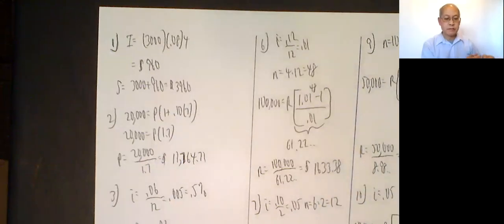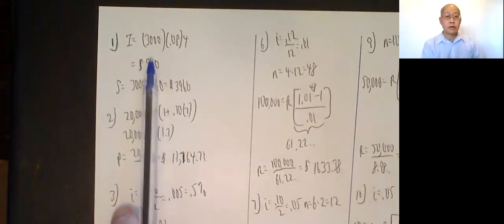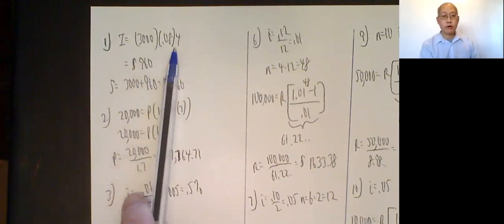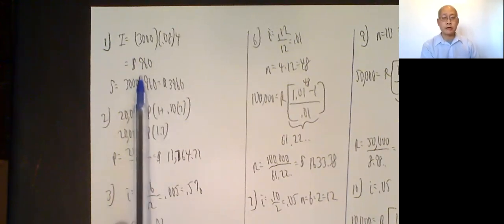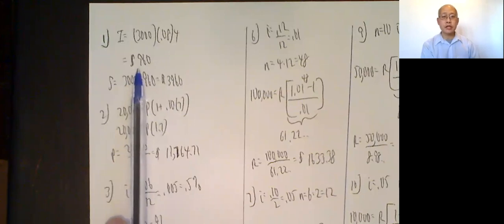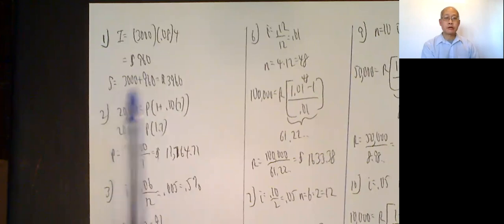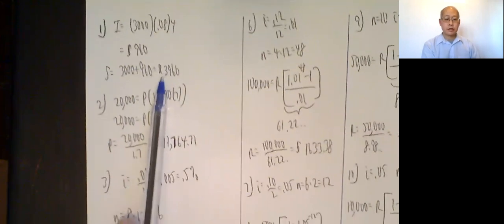Problem number 1, you're told that you have a $3,000 investment at 8% for 4 years. Just multiply them all together, you get $960 as the interest. So the new amount would be S is 3,000 plus 960, 3,960.